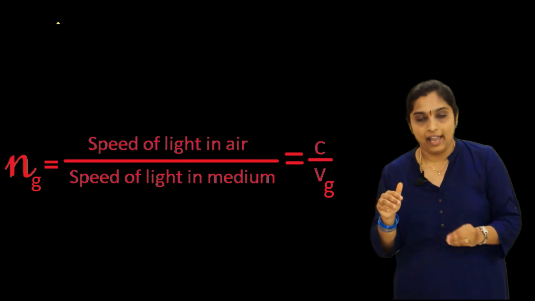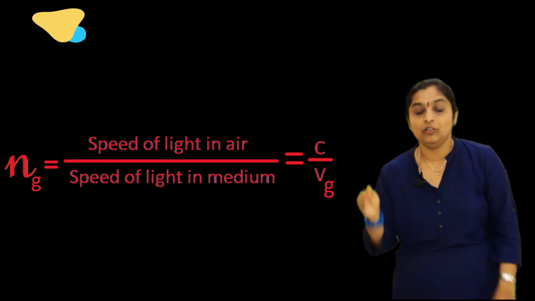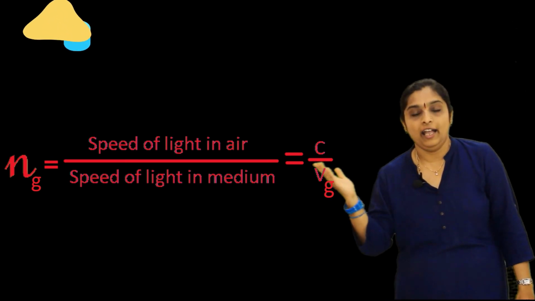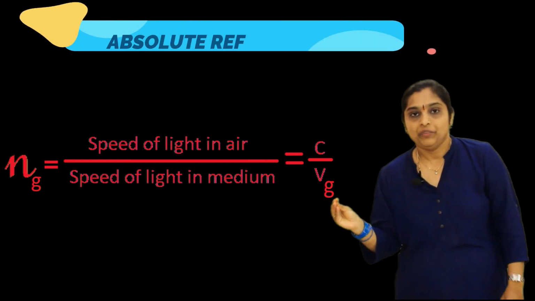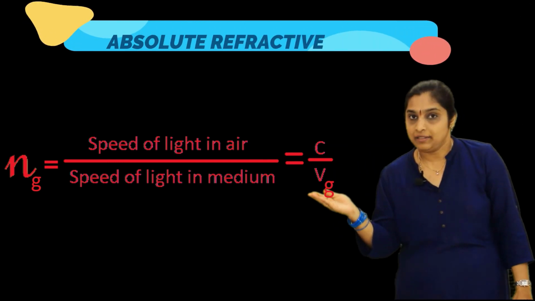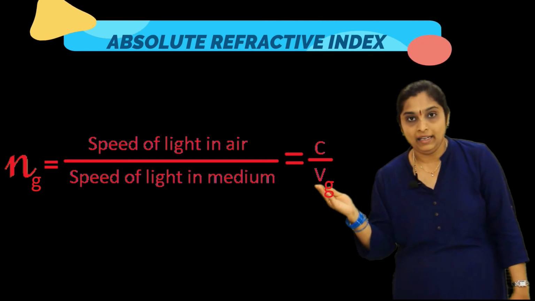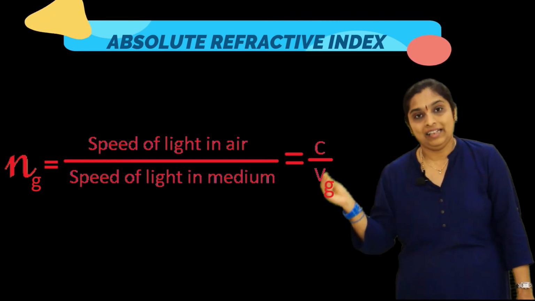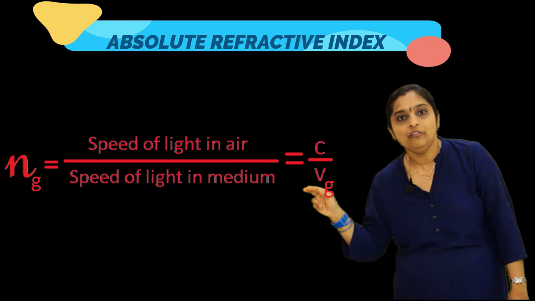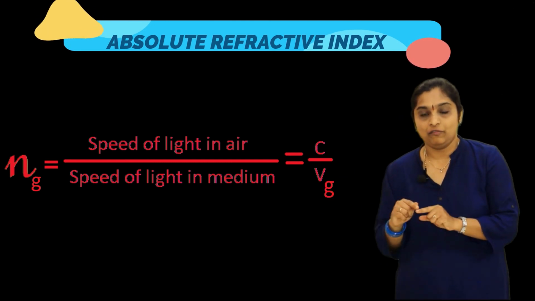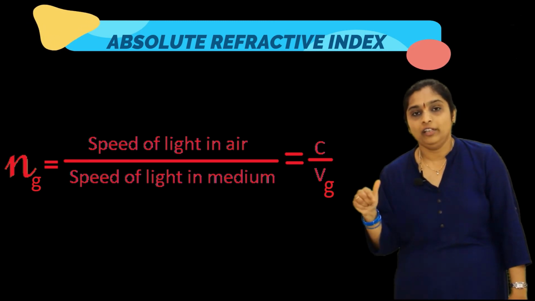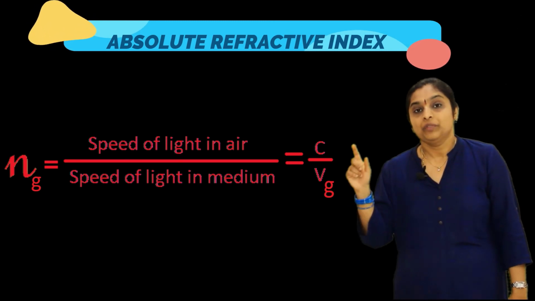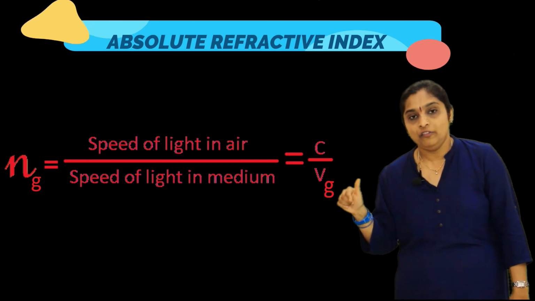Mu of glass with respect to air is equal to speed of light in air divided by speed of light in glass. And speed of light in air is represented by, as I told you, C, and speed of light in glass can be represented by V of G. So this we can take as a formula to calculate the numericals. So mu of glass is equal to C by V of G.